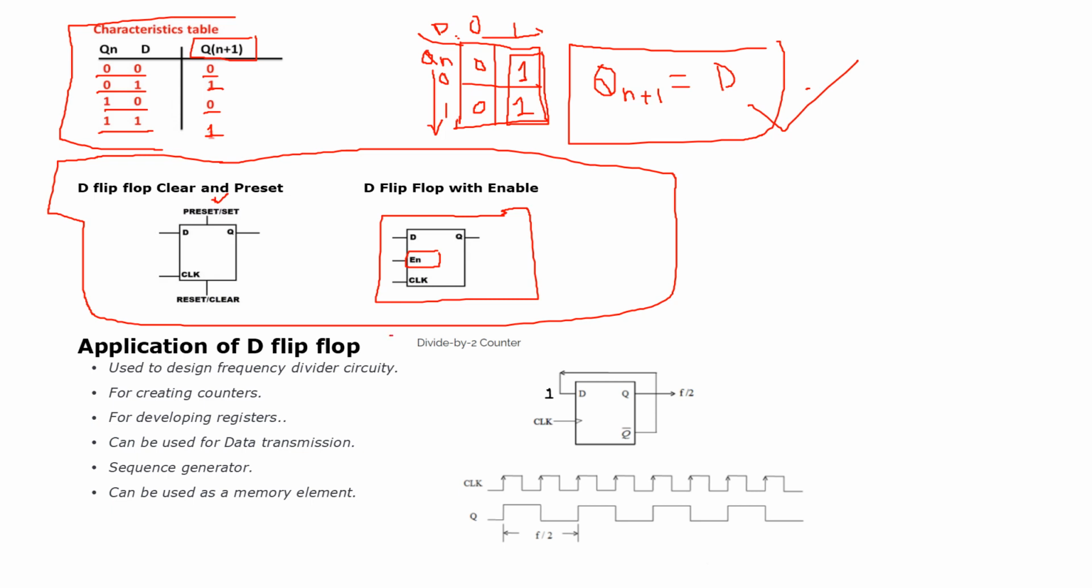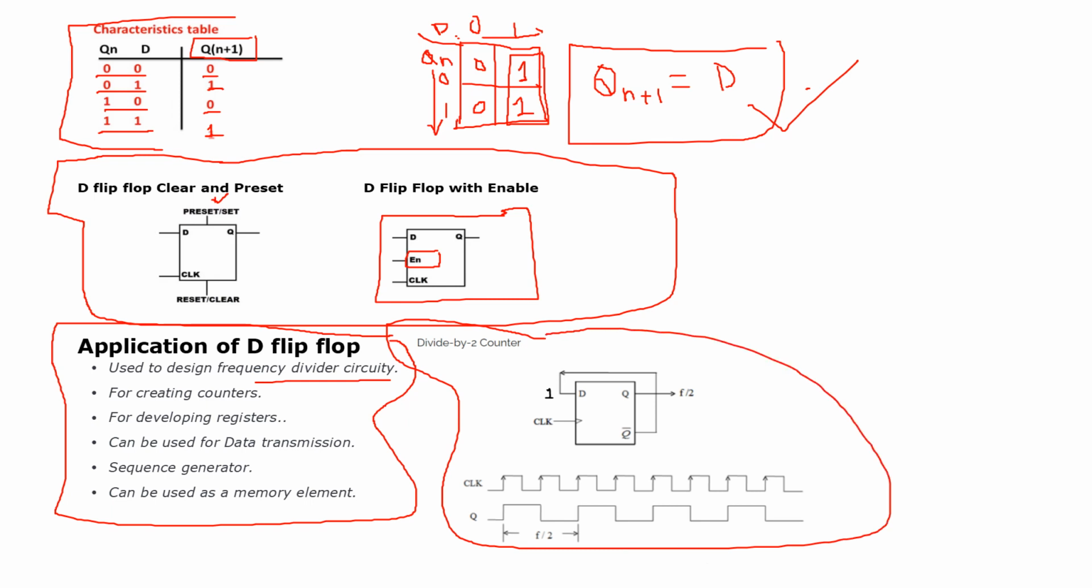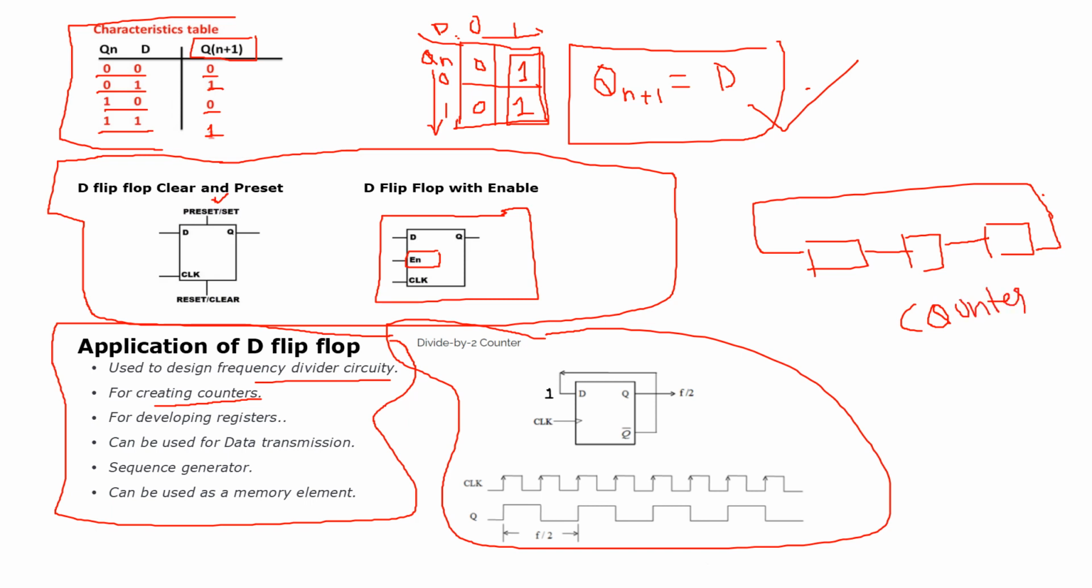Now there are different applications of the D flip-flop where we will spend some time. The first is that it can be used to design frequency divider circuitry, for which I have taken one example, a divide by 2 counter, which I will explain. It is also used for creating counters. You can use this D flip-flop in series, and then you take the output from the last flip-flop to the first. You can create a counter with a D flip-flop.